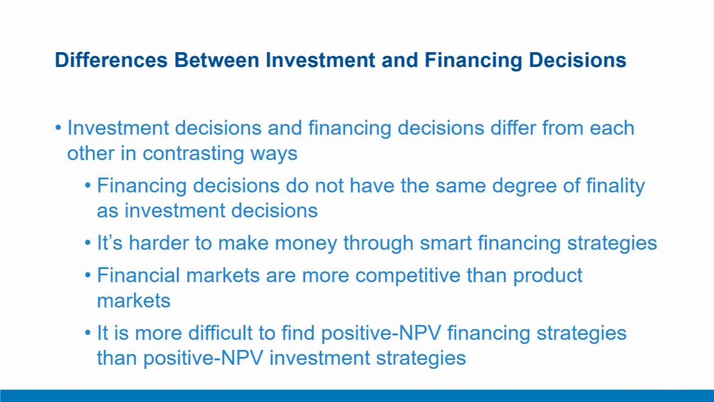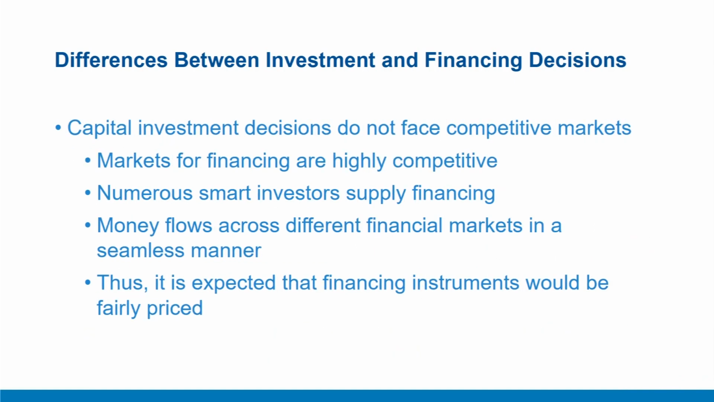Second, it's harder to make money by smart financing strategies. The reason is that financial markets are more competitive than product markets. This means it is more difficult to find positive NPV financing strategies than positive NPV investment strategies. When the firm looks at capital investment decisions, it does not assume that it is facing perfect capital markets. It may have only a few competitors that specialize in the same line of business in the same geographical area, and it may own some unique assets that give it an edge over its competitors. Often, these assets are intangible, such as patents, expertise, or reputation. All this opens up the opportunity to make superior profits and find projects with positive NPVs.